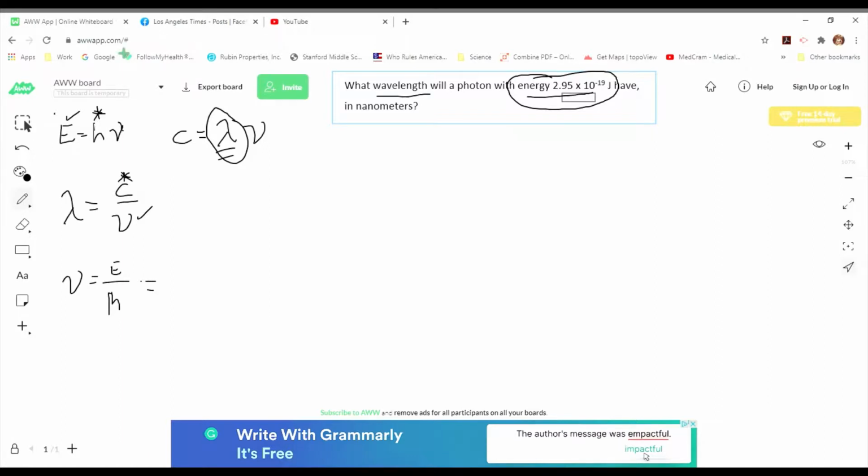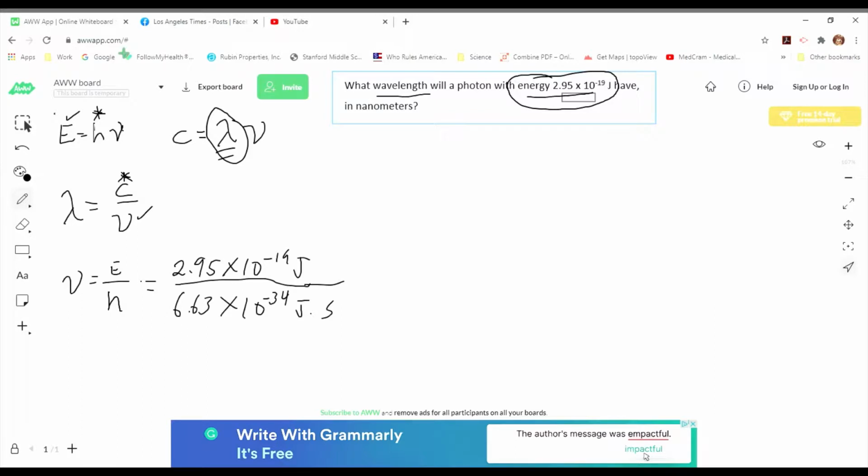So let's do that. Here, let me just take care of this real quickly. All right, that should be an H down here. So our frequency is E over h because we're given energy. Our energy is 2.95 times 10 to the minus 19 joules. And I divide that by 6.63 times 10 to the minus 34th joules times seconds.